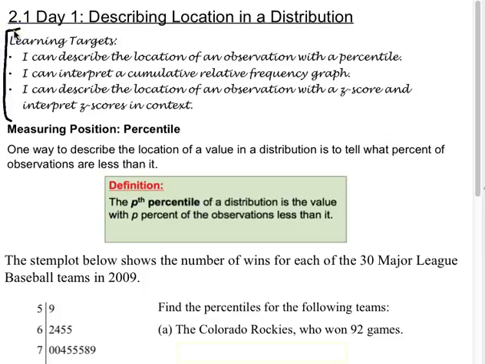We're going to talk about describing location of an observation with a percentile, interpret the cumulative relative frequency graph, and describe the location of an observation with a z-score and interpret that z-score in context.